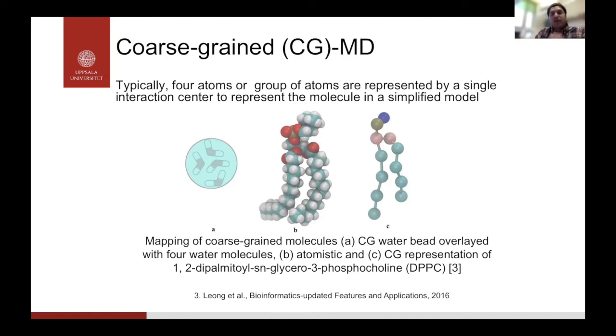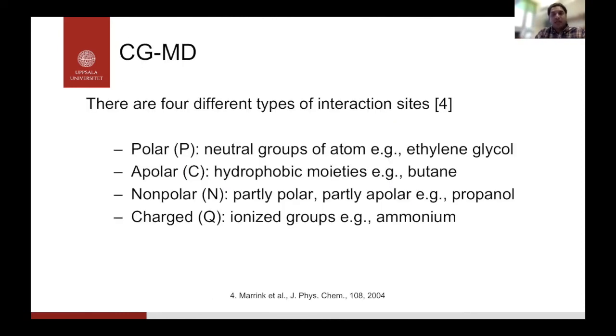So mostly there are different coarse graining approaches, and one of the coarse grain approaches we follow in our group is the Martini coarse grain model. In the Martini model, they have a specific approach to do the coarse graining, and basically there are 4 different types of interaction sites they can define, which are like polar groups.